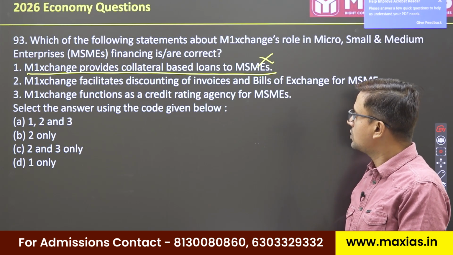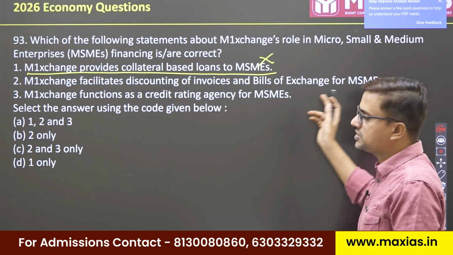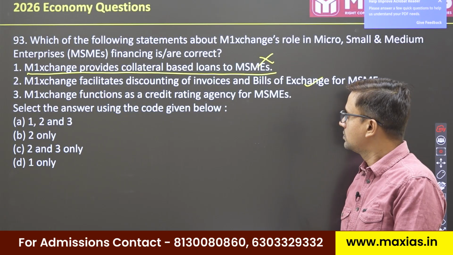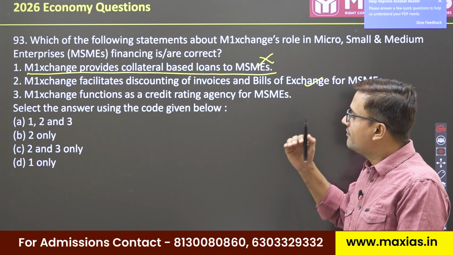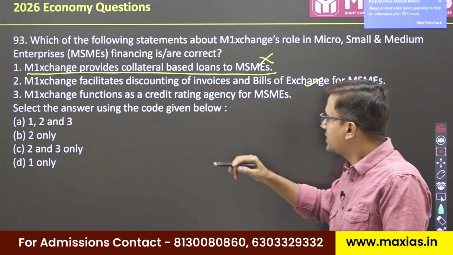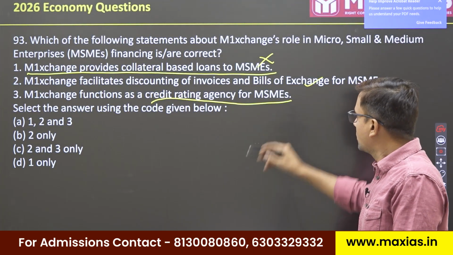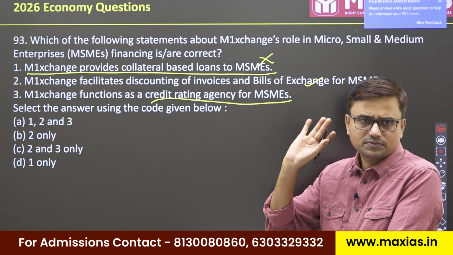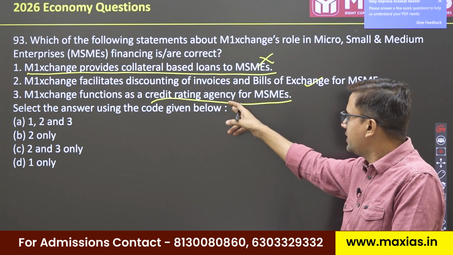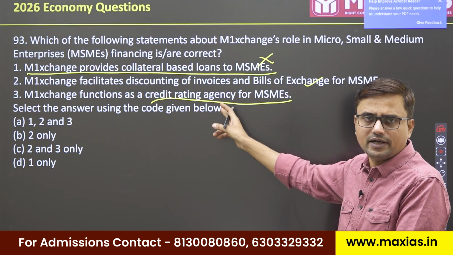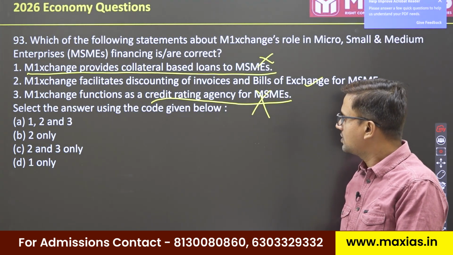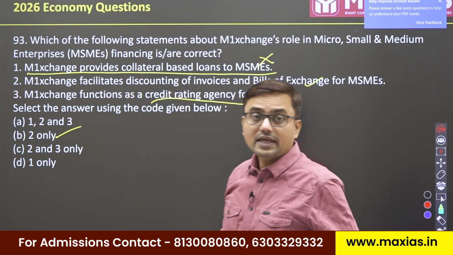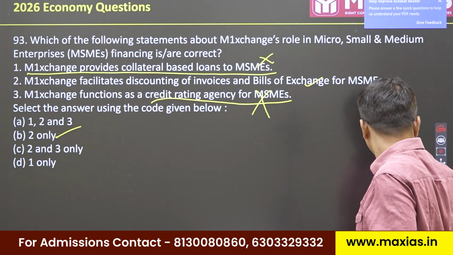M1 exchange facilitates discounting of invoices and bills of exchange for MSMEs. This is one of the functions of M1 exchange. M1 exchange functions as credit rating agency for MSMEs. Credit rating agencies are a separate story. An exchange will not provide credit rating for any MSME. So option 3 is also wrong. The answer should be B. Anything tough? Nothing tough.